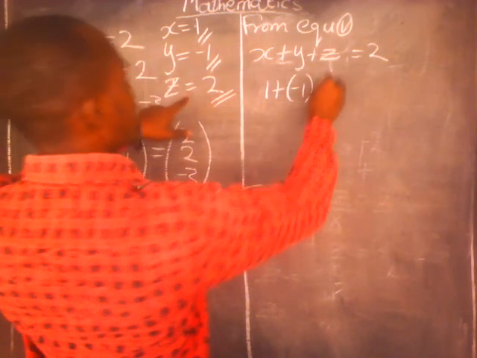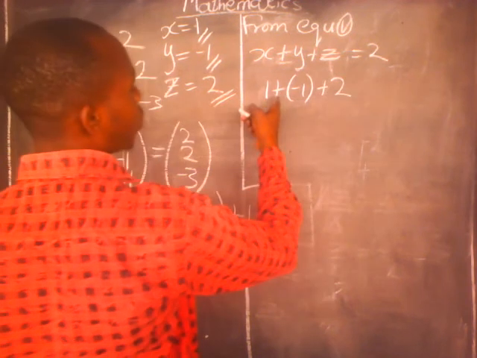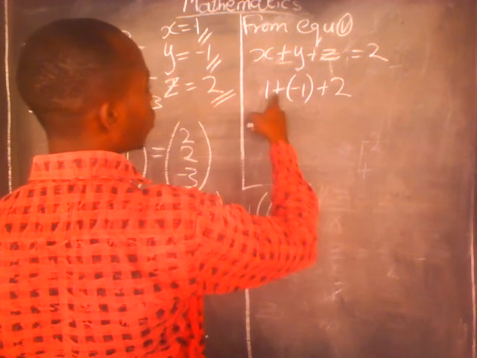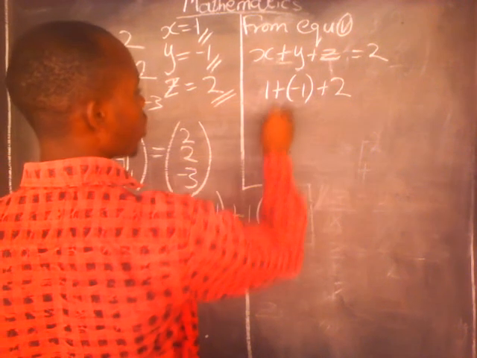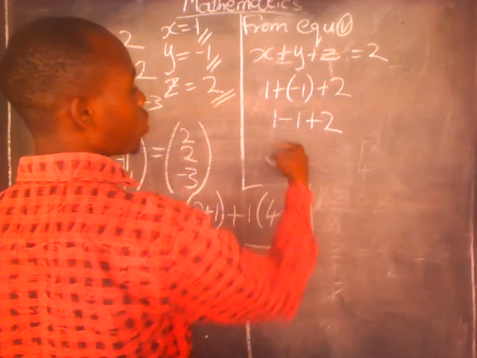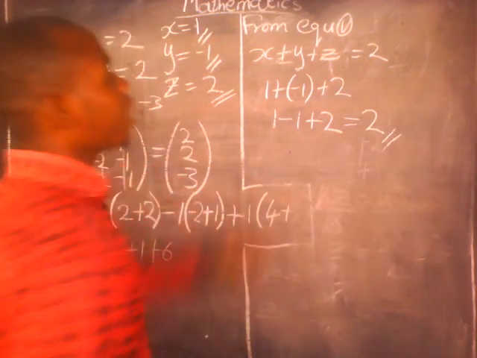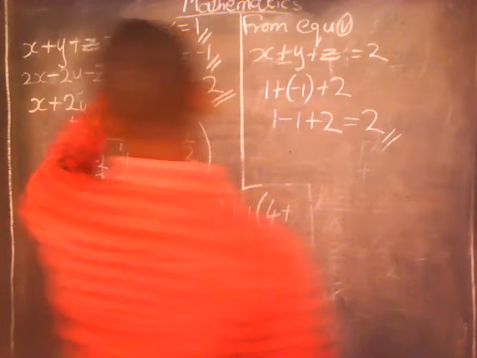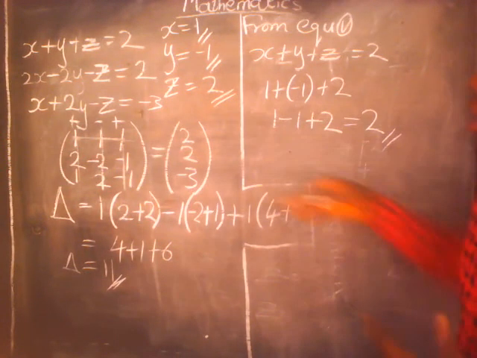And then z is 2. So 1 plus minus 1 plus 2. For me to open this bracket, I'll do plus times minus, which is minus. So I'll be having 1 minus 1 plus 2. And 1 minus 1 is equal to 0, plus 2, which is equal to 2. So my answer here corresponds to what is given here in the equation. That means my results here are correct.